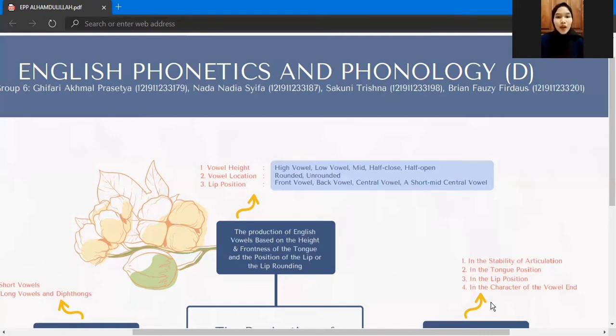Again, this aspect of the articulation of a vowel is reflected in the spectrum. The frequency of F2 is high for front vowels and low for back vowels. The last one is lip position.